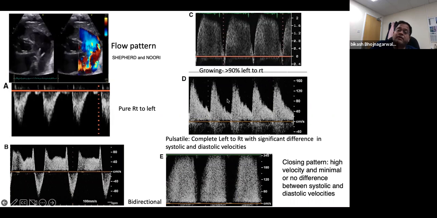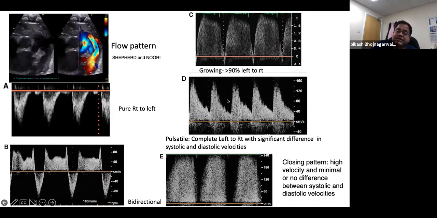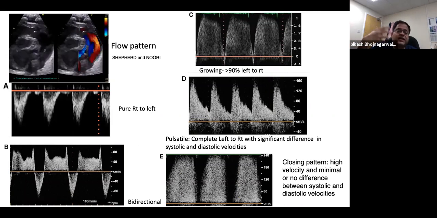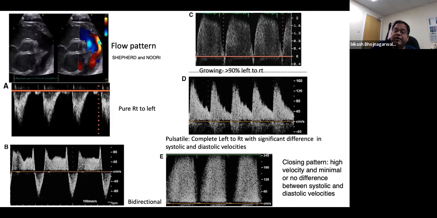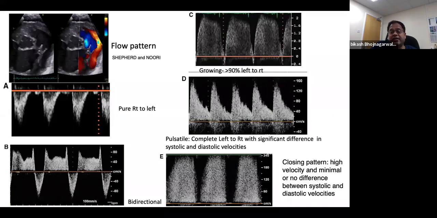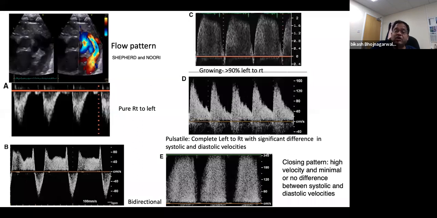And then the most common pattern which we see is the pulsatile pattern. When we see this pattern, we quantify it in our brain. Subjectively we start thinking, okay, this is a shunt which, though I've not objectively quantified it, is significant. It's left to right with a significant difference in the systolic and diastolic velocity.